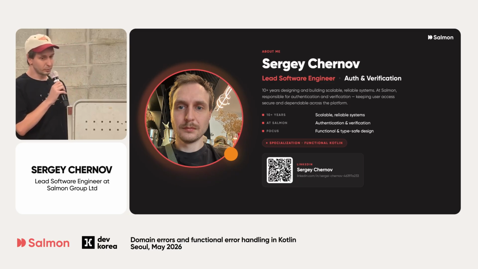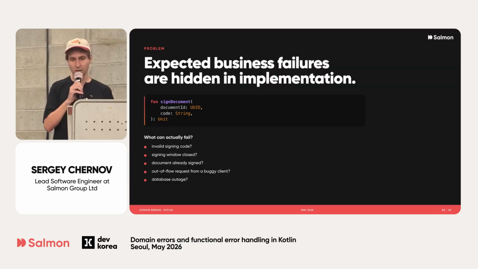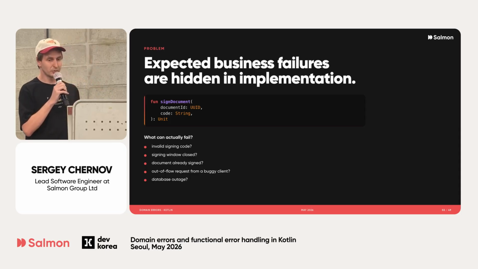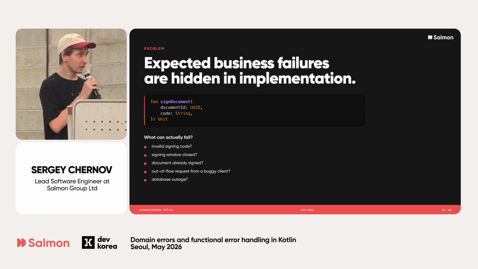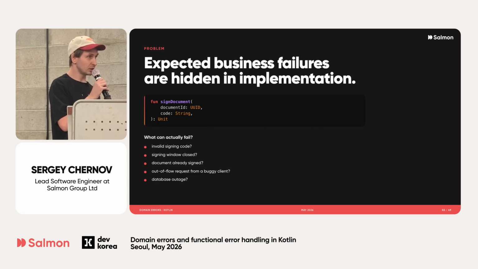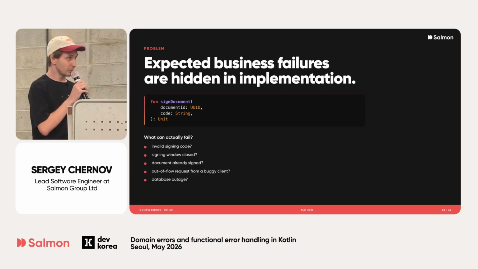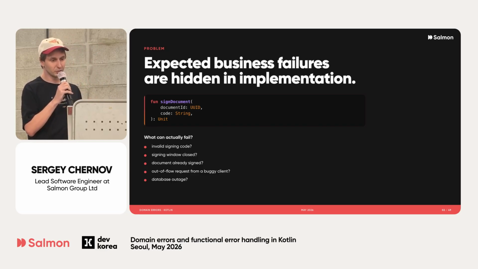Okay, so the problem I want to talk about today is when expected business failures are hidden in implementation. If we check the code example here, the method signature doesn't show anything about what is happening inside. Imagine this method, or maybe this API, signs a document with some code. What can go wrong when you call it?